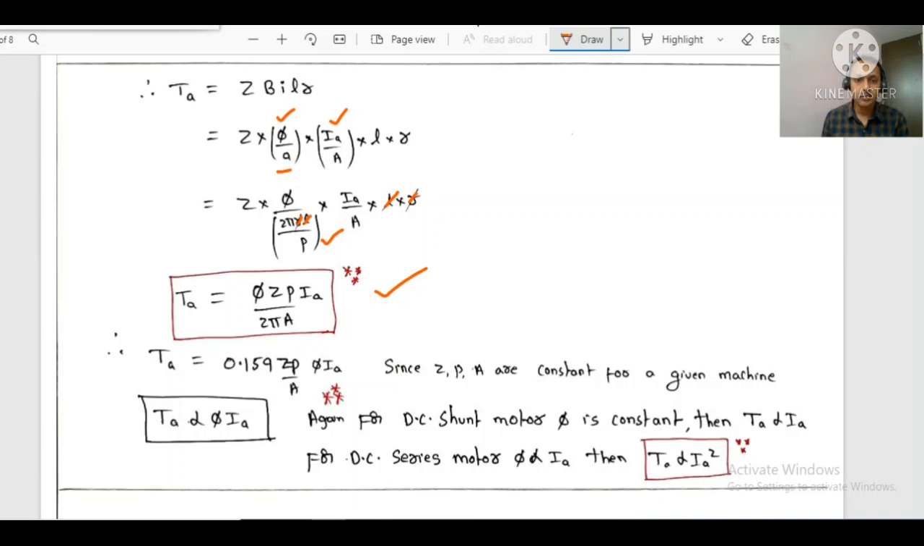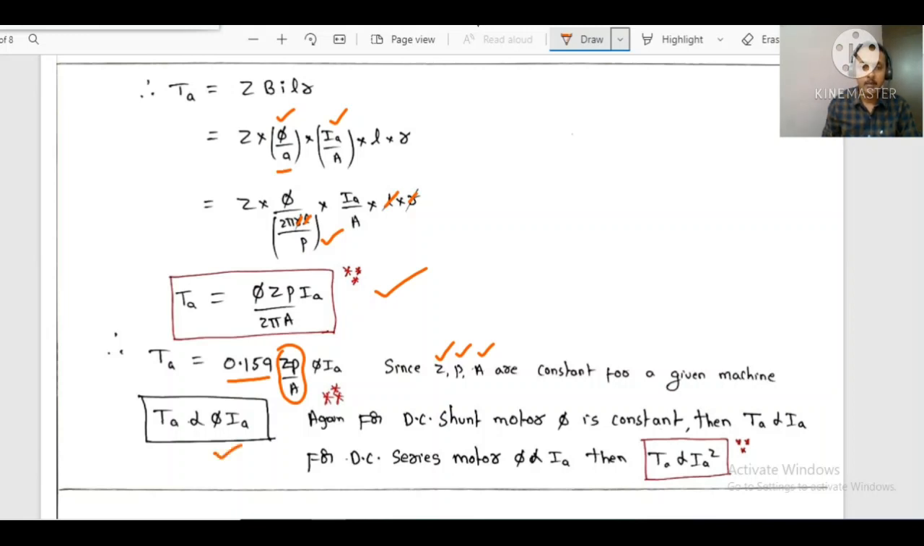Therefore if you observe, of course this Z, P, A are constant. For a given machine, they will be constant. Therefore, if you calculate 1 divided by 2 pi, if you substitute that value, 0.159 ZP φ Ia by A. So if you consider this part ZP by A as a constant for a given machine, armature torque is directly proportional to the flux into armature current, φ Ia, very important.